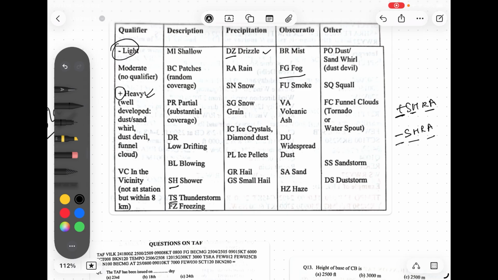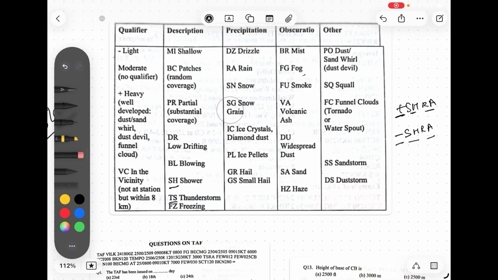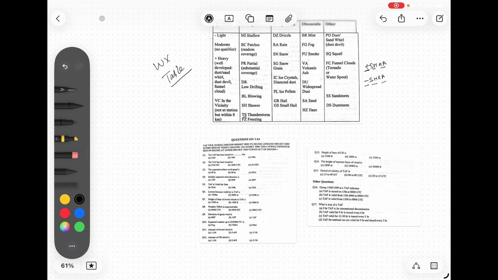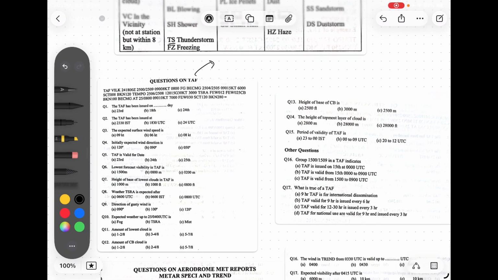I'll just delete all the markings that I did so that you can take a good screenshot and you can learn these. This is a screenshot from the book IC Joshi. Very important, very, very important. Now you would see the question. There is something called TAF, terminal aerodrome forecast. Just read about the TAF in the IC Joshi book, and the codings are the same.